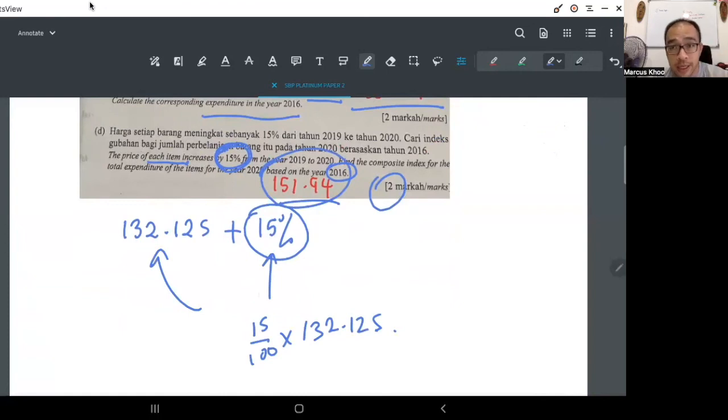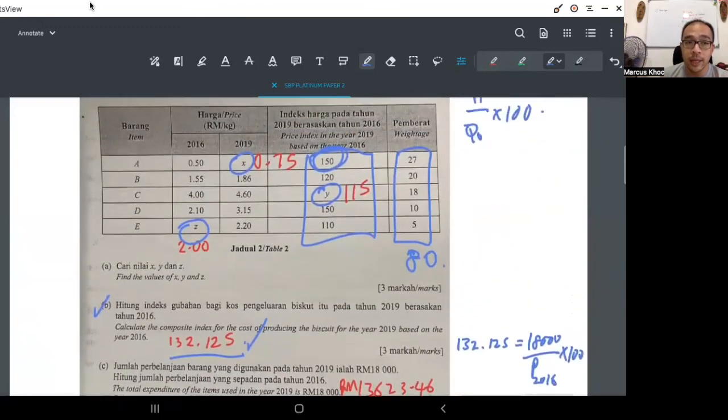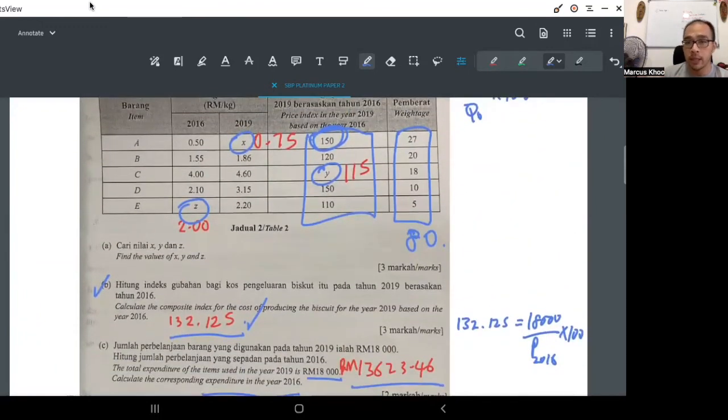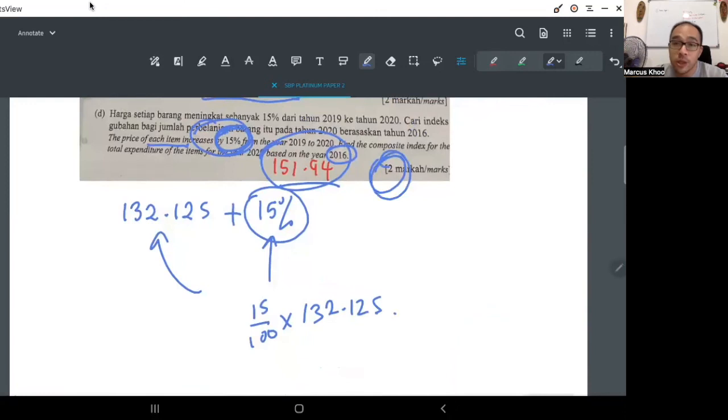Now, this is a very special case. We can only do this if the question says every item increases the same percentage. Then the composite index will also increase the same percentage. A normal question will say, oh, only A, C, and E will increase. B and D, their price is the same, it doesn't go up or down. That one is a different situation. You will have to calculate the price index again and redo the composite index calculation. But that one is definitely more than a 2-mark question.